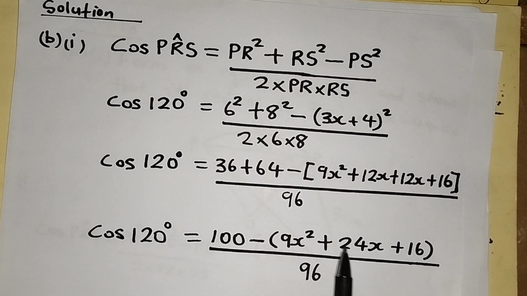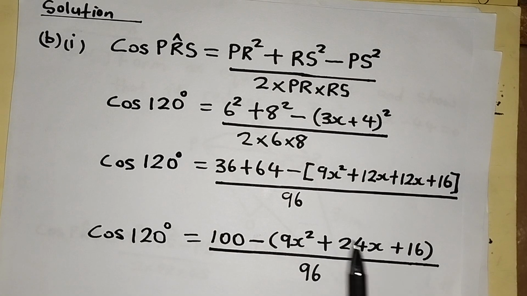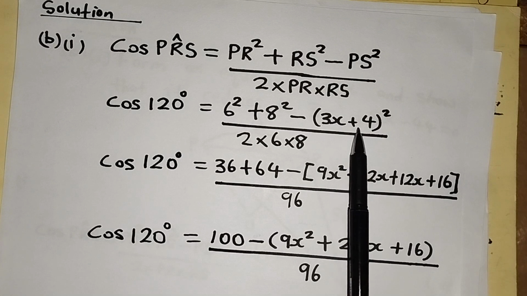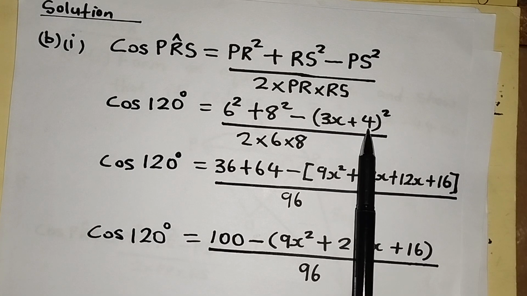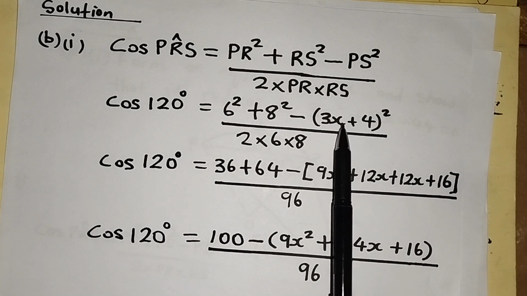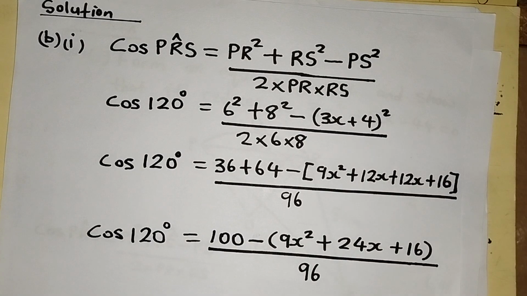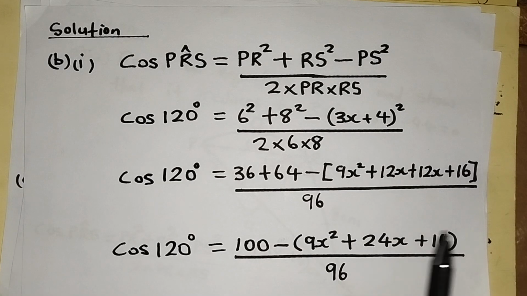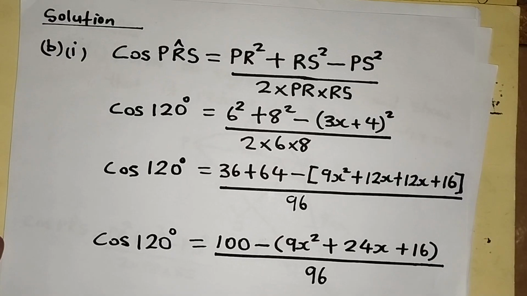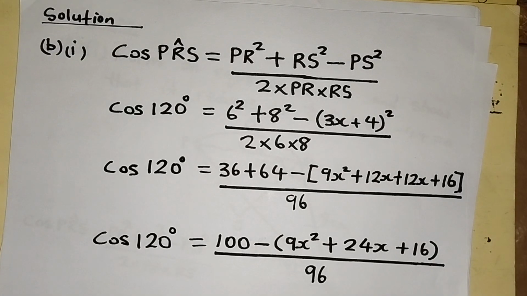This 9x squared plus 24x plus 6 is obtained when you expand 3x plus 4 squared. It means you have two brackets which contain 3x plus 4 and they multiply each other, and then it simplifies to this, over 96. So let's proceed.